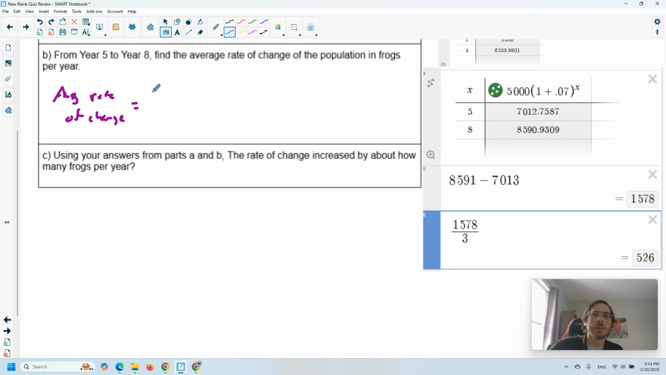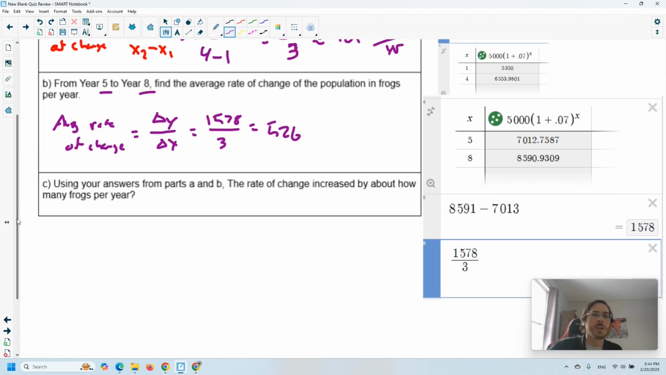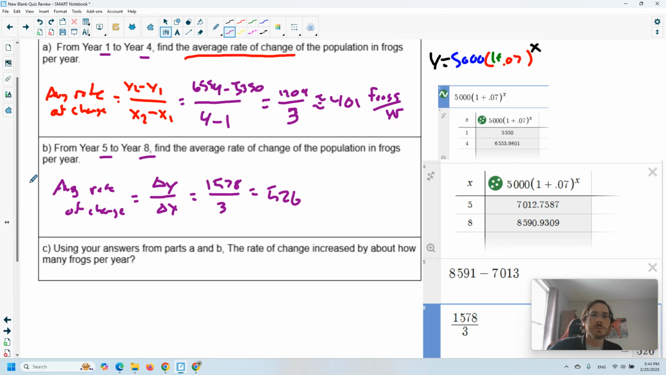And this time I'm going to write down the advanced formula. So change in y over change in x, because my y values are changing by 1578. My x's, again, I'm doing 8 minus 5 is 3. If I divide those, then I get 526. So that's what we got. That's our answer for part B. Again, this is also in frogs per year.